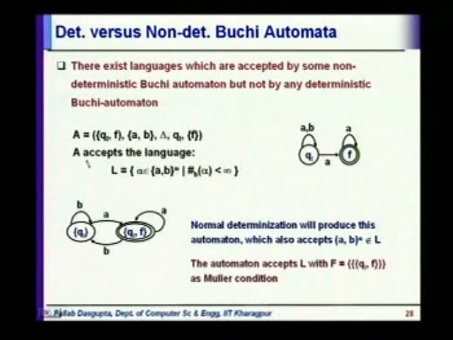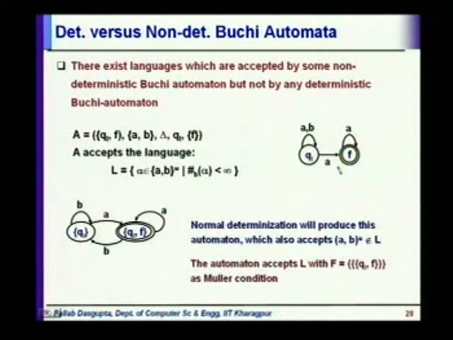We want to write an acceptor for the language of alpha belonging to (A B) to the omega, where the number of B's in alpha is less than infinity. So we want to say that B is not occurring infinitely often. A language which accepts all those infinite words over A and B where B does not occur infinitely often.